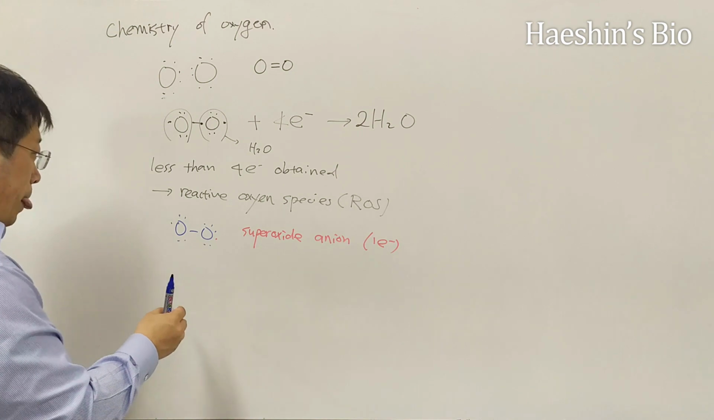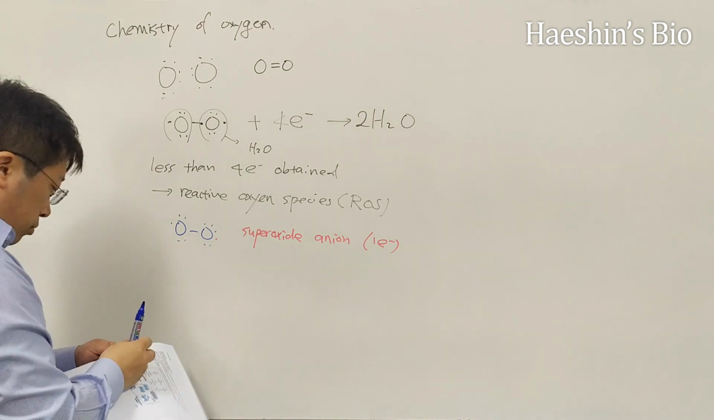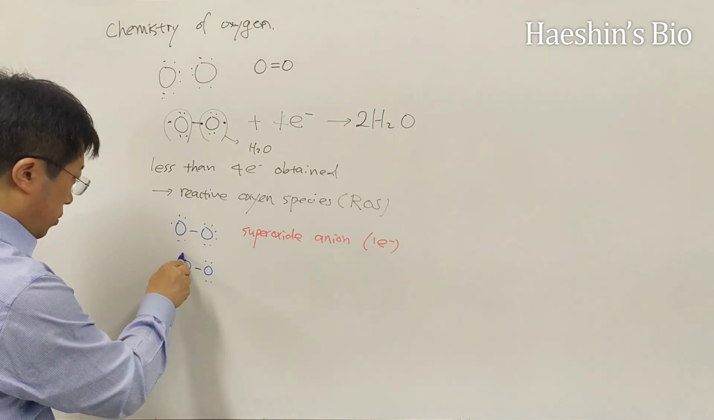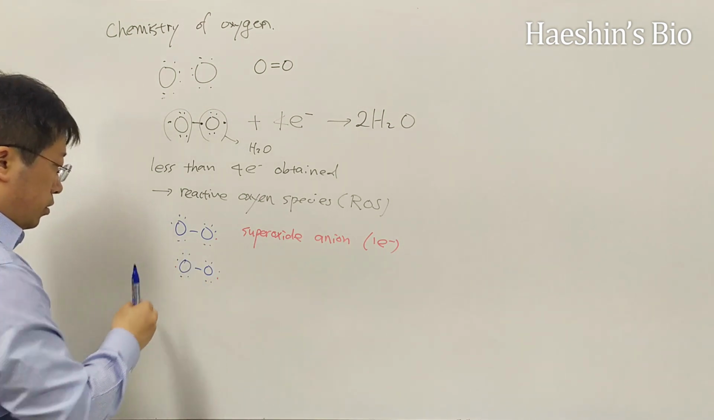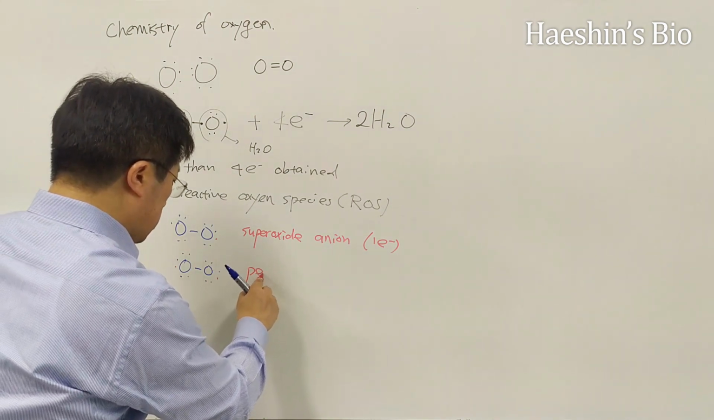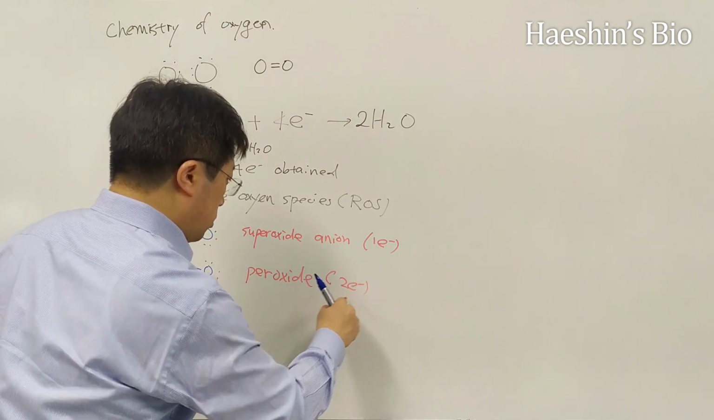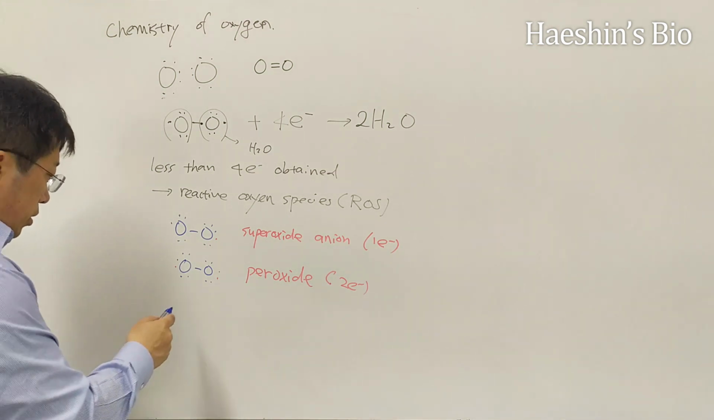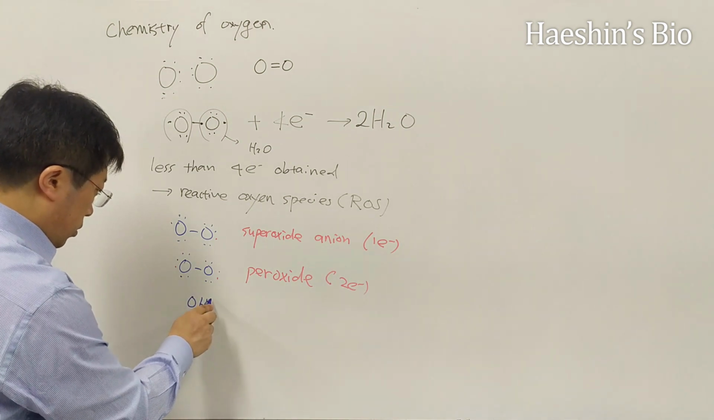Then, back to the blue, we have now the first and second electrons coming. So this is the peroxide. This is peroxide. This is 2 electrons obtained. And 3 electrons here give the hydroxyl radicals. So we have OH radicals here.